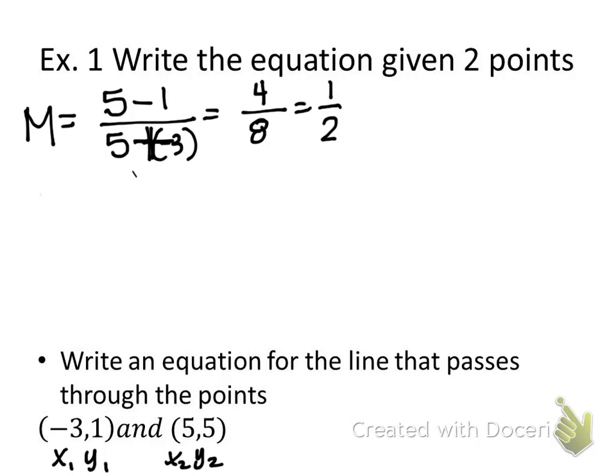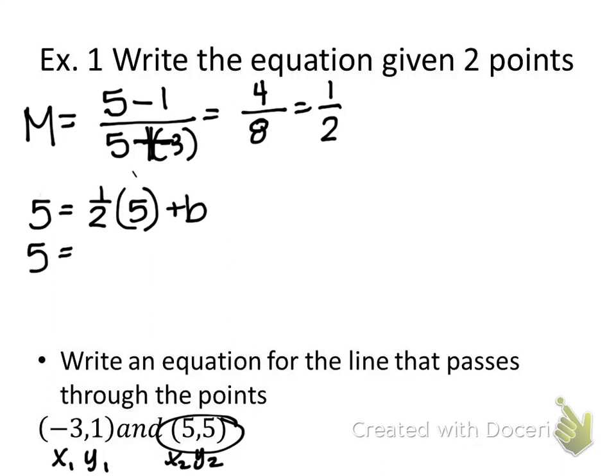Now I've got to find b. So let's use the point negative 3, 1. Or we could use 5, 5. Actually, let's use 5, 5, okay? So I'm going to plug in 5 is equal to 1/2 times 5 plus b.